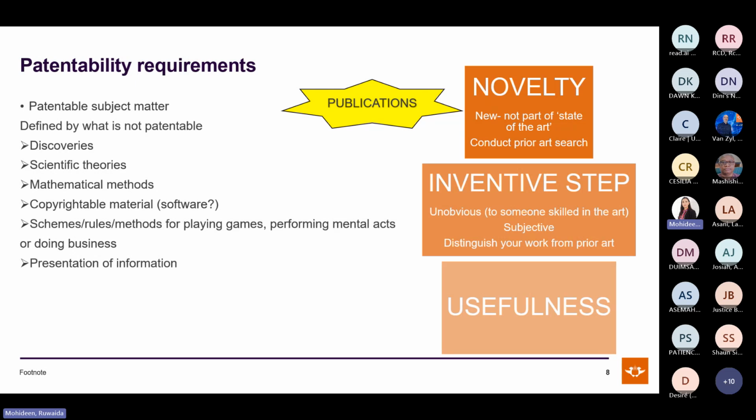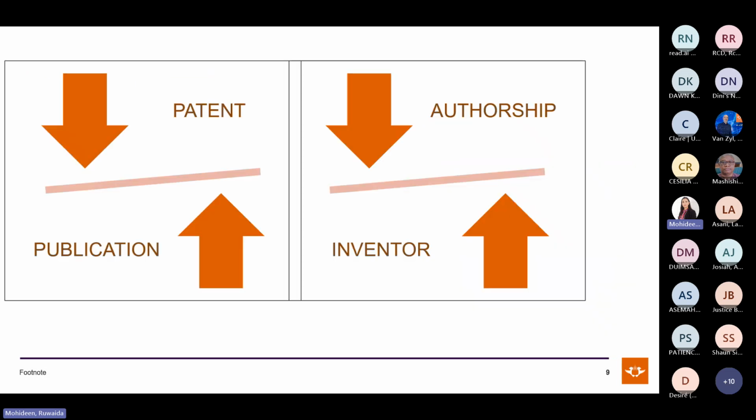And the third one, your work has to be useful. There has to be some application for it in the world, which is an easy sort of criteria to overcome. Then you'd see I put in yellow publications. So there's often this notion that it's either you patent or you publish, and the two are mutually exclusive. And that's an incorrect misconception. Patenting and publications are not mutually exclusive.